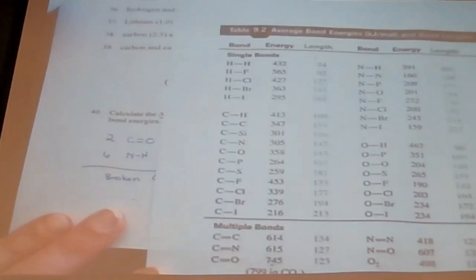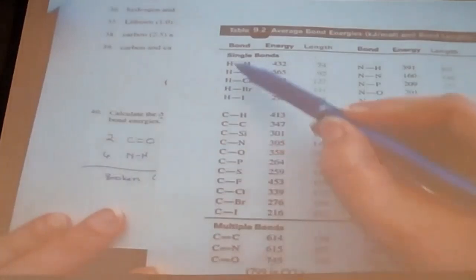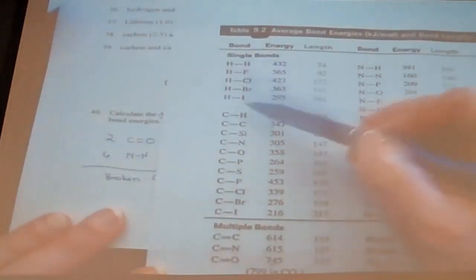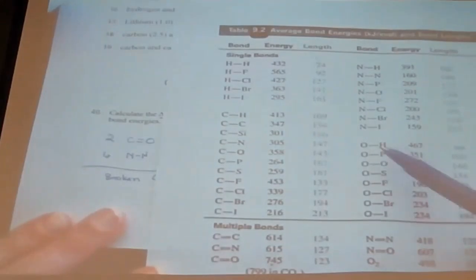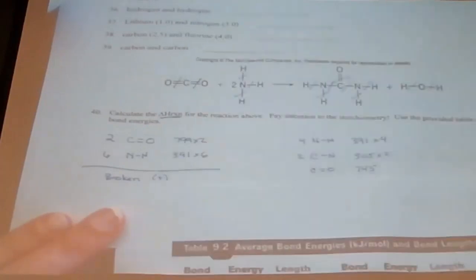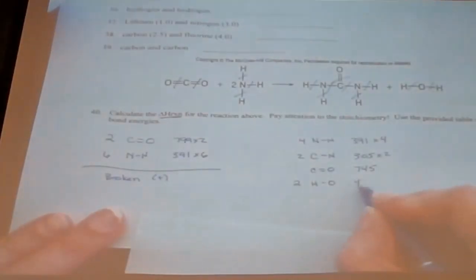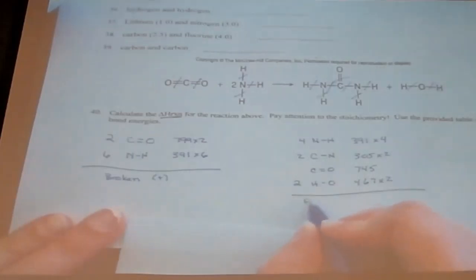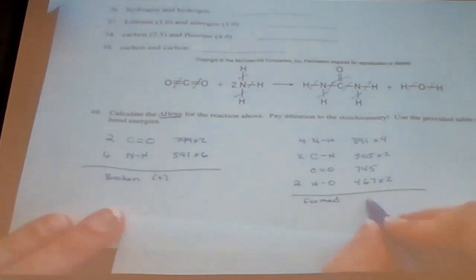And then I have my water. My water has hydrogen oxygen bond. There are two of them. And when you're looking at this chart, remember that the bond has the same energy regardless of which side I put the atoms on. So if I look over here, I'm going to see, oh, here's the hydrogen, there's no oxygen. Well, that just means I have to look over at the oxygen. So the oxygen hydrogen bond is here. So 467 times 2. And these are formed. So they are negative.